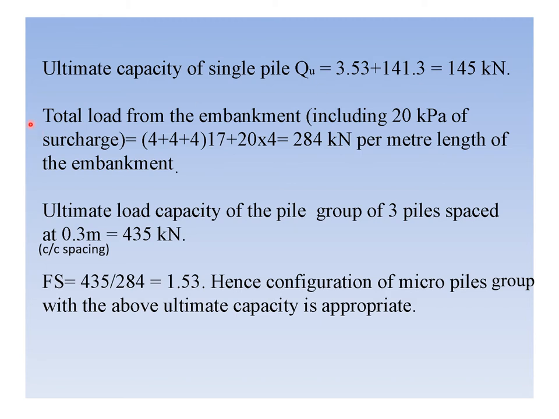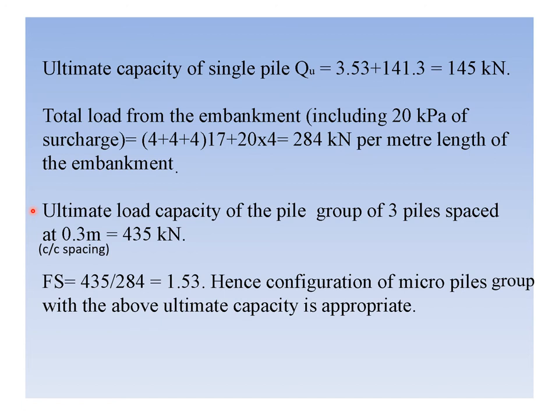Total load from the embankment including 20 kPa of surcharge is 4 plus 4 plus 4, that is 12, into 17, plus 20 into 4, which means 284 kilonewton per meter length of the embankment. So considering 1 meter length, it is 284 kilonewton.